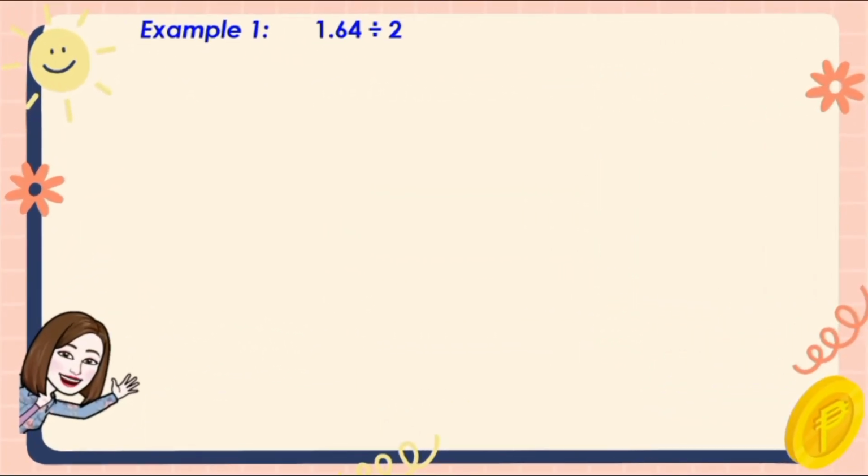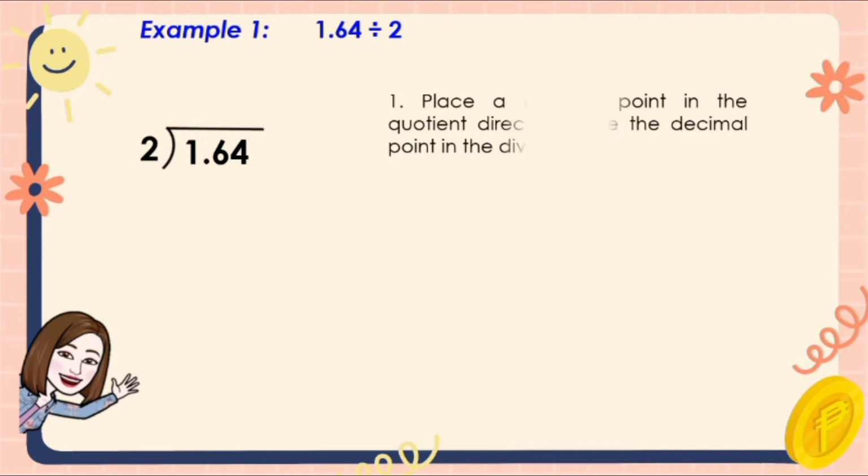Example number 1. 1 and 64 hundredths divided by 2. Step 1. Place a decimal point in the quotient directly above the decimal point in the dividend. Ililipat po natin ang decimal point sa taas ng dividend. Our new dividend is 164.